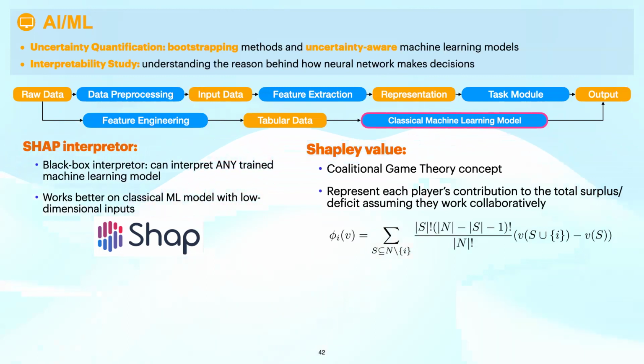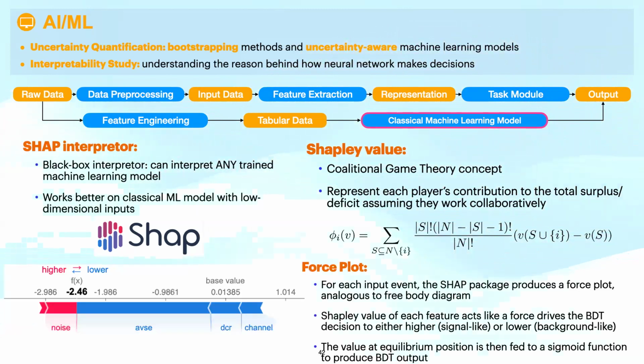Shapley value is a concept from cooperative game theory, and it's basically like a lot of players playing a game together, and they are allowed to collaborate with each other. That's a cooperative game, and it represents each player's contribution to the total surplus or deficit of the game, given that they can work collaboratively.